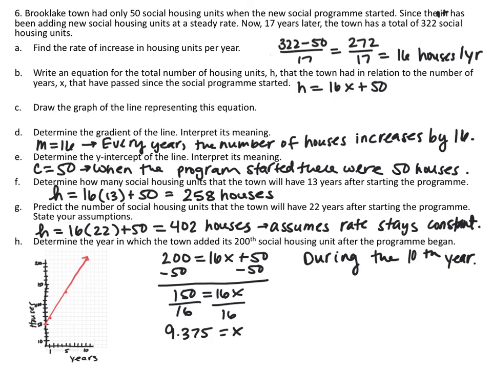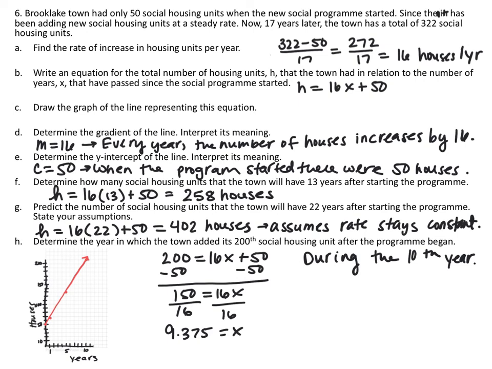So for part C, we wanted to graph the equation, so I have that down here. I have my x-axis to be years, and I have my y-axis to be houses, and it's increasing by 16 houses per year. And then for part D, it asks us for the gradient. That's the same thing as the rate of increase, so it's going to be 16, and what it means is for every year you increase, the number of houses is going to increase by 16. Part E is asking for the y-intercept, so that would be C, which is 50. So this is saying when the program started at year 0, there would be 50 houses.